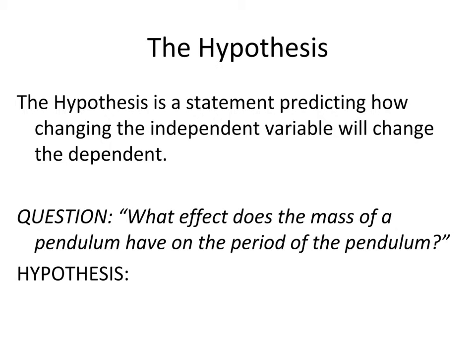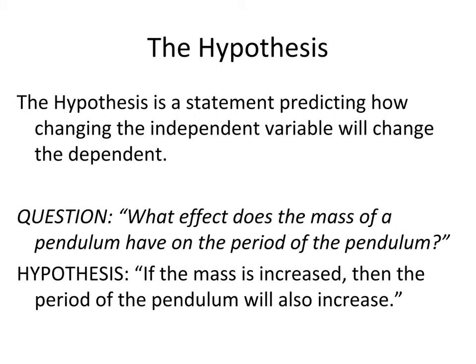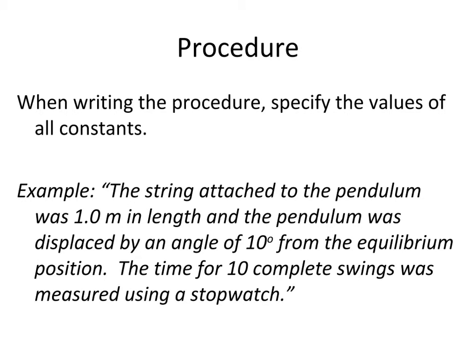So what effect does the mass of a pendulum have on the period of the pendulum? Well, you might think, I know something about gravity, and if something has a greater mass, then the force of gravity will be greater. Something is heavier if it is more massive, after all. So a reasonable hypothesis might be if the mass is increased, then the period of the pendulum will also increase, because it's harder to move, so it perhaps will swing more slowly.